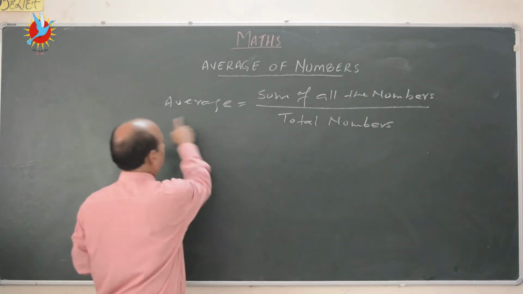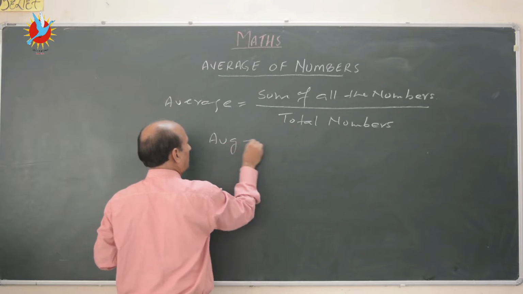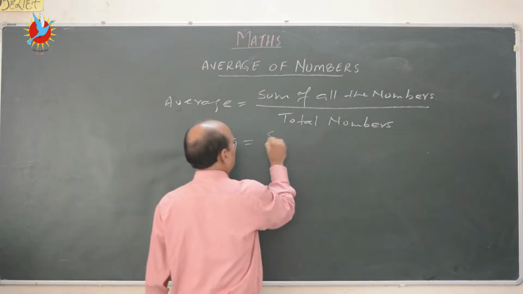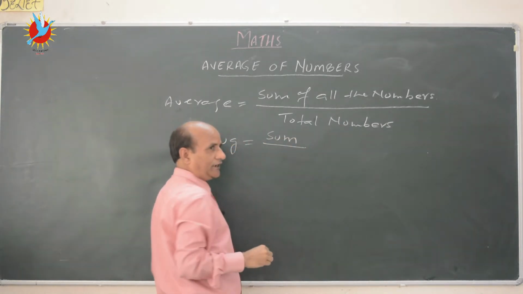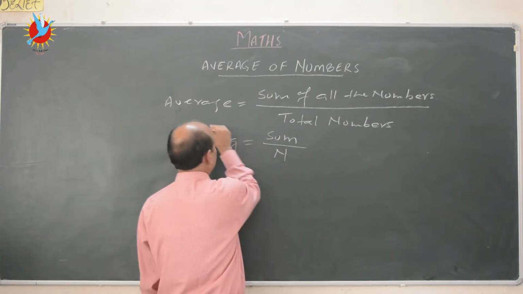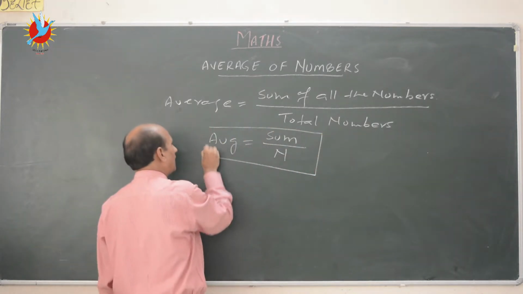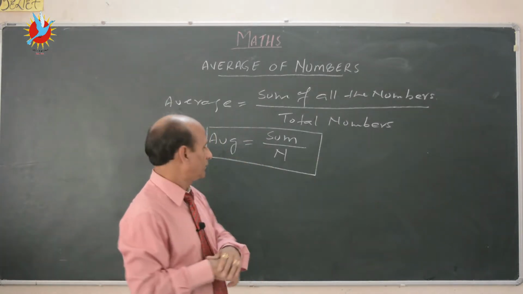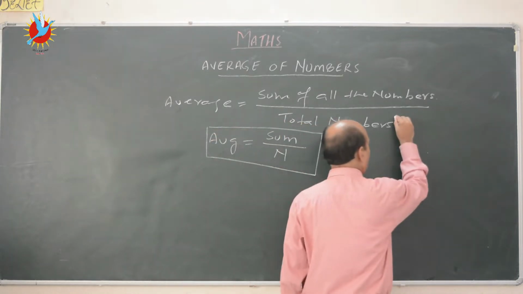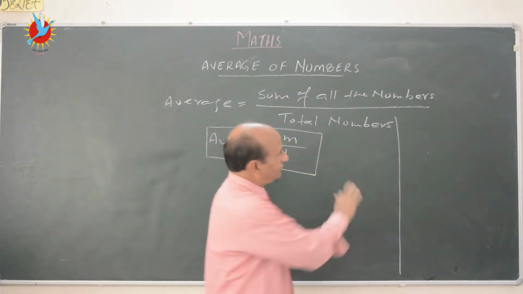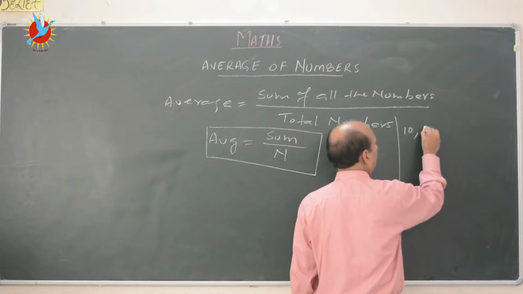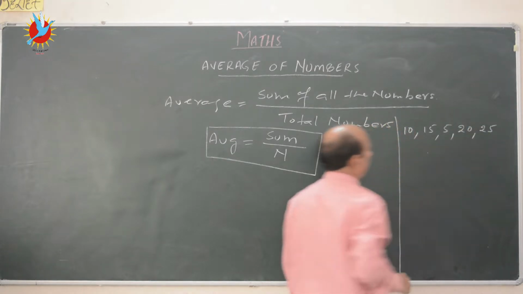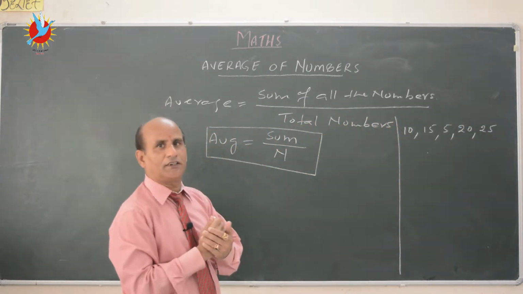Let us denote the average by AVG, the sum of the numbers by sum, and the total numbers by n. Then the formula of the average is average equals sum divided by n. Now let us take one example. Find the average of these 5 numbers: 10, 15, 5, 20, 25. Let us find the average of these numbers.